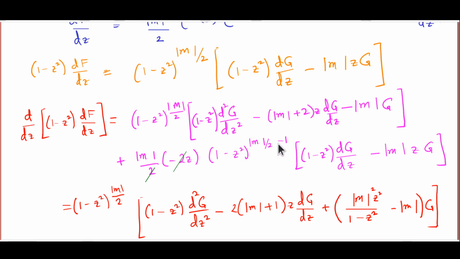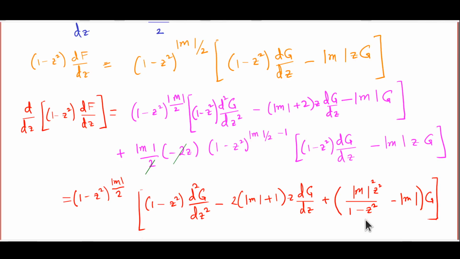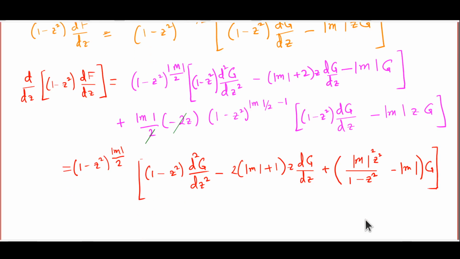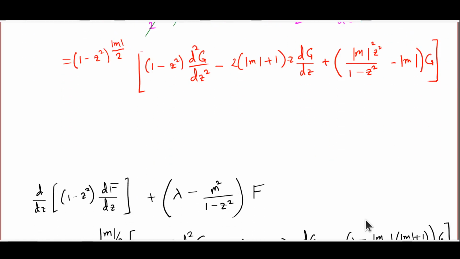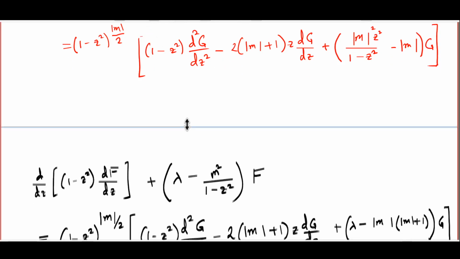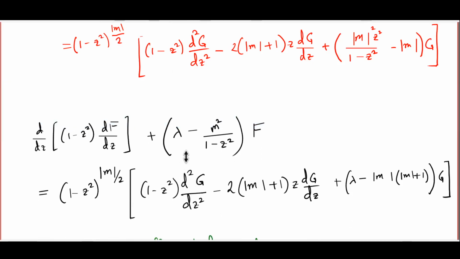You're short a 1 minus z square factor. That's why you end up with a 1 minus z square in the denominator. Now that you have this form, it's pretty straightforward to see that the associated Legendre equation, once you plug this in, simply becomes of this form. So let me reduce the gap a bit so that you can see the two together.